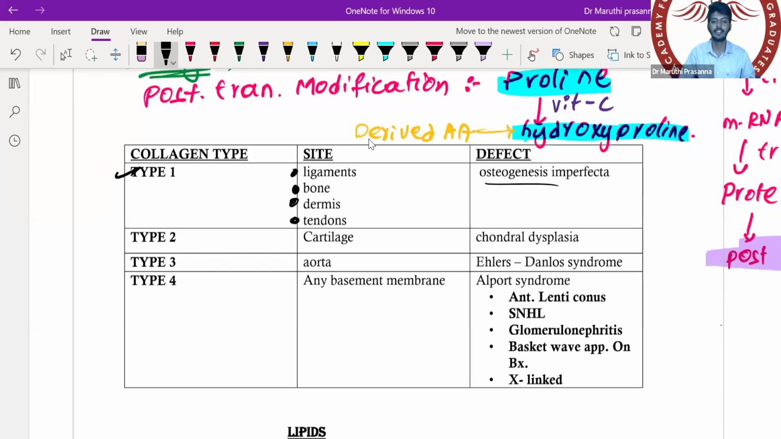Osteogenesis imperfecta. Can you tell me some symptoms of osteogenesis imperfecta from your orthopedics? Bone defect will occur. Can you tell me some important clinical features? There is blue sclera and easy fracture. There is a developmental defect of the bone. So blue sclera. Then there is a deformity. What is that deformity? CTEV deformity.